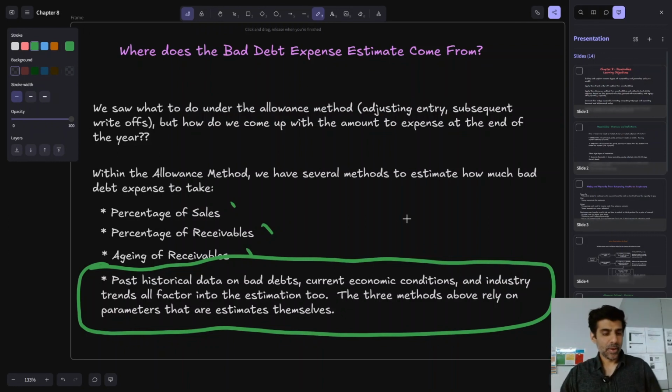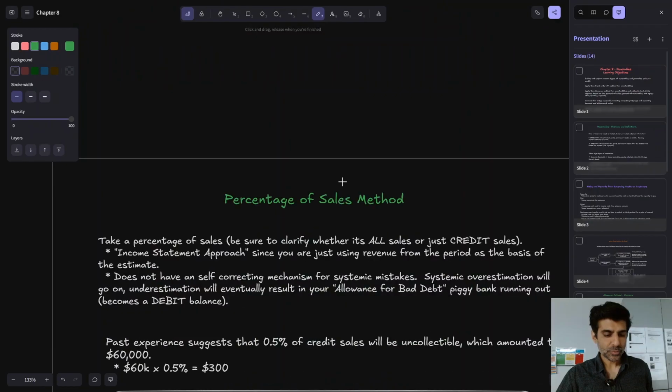Okay, and you're going to either have that as some percentage of your sales, some percentage of the ending balance of accounts receivable, or this aging of receivables is a little more complicated. So we'll look at that in a second. But let's talk about these other two.